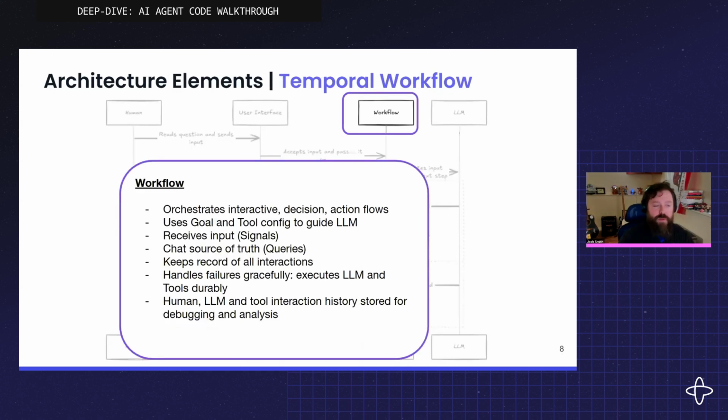Wanted to get into some of the pieces and what they do here in this architecture. So the workflow, like I said, orchestrates these flows. It uses goals and tools, which Steve will dive into, to guide the LLM. User input comes in via signals, and the source of truth of the chat, all of the information, is kept in the workflow, and you can query it out. And I'll show how some of that works. It keeps record of every interaction, which is really nice. You can do analysis on it at the end. You can track it in the UI, and we'll show that. And it handles failures durably, which is really, really cool.